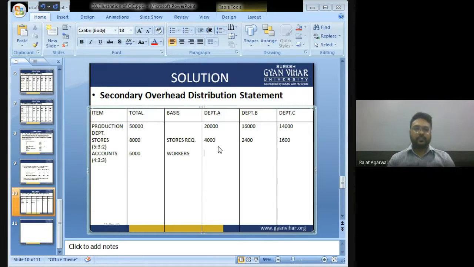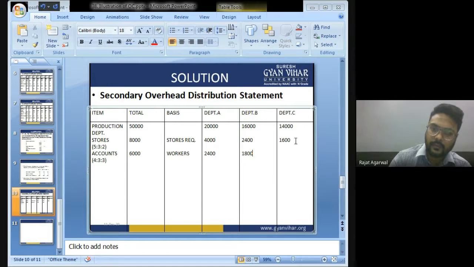Let us distribute this. 6,000 divided by 10 into 4. 2,400, 1,800, 1,800.